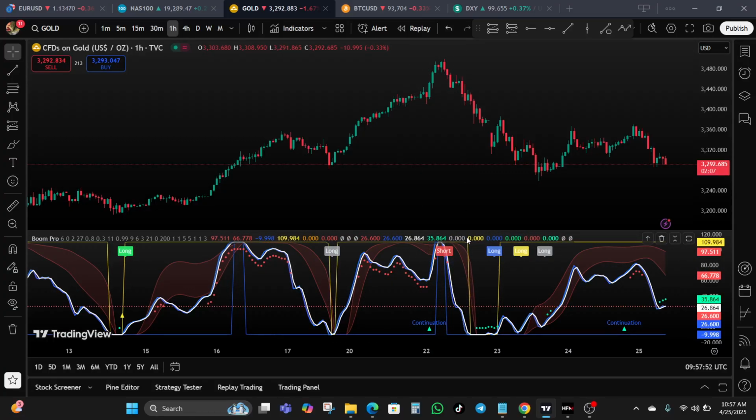The best part, the indicator does not repaint. What that means is once a signal appears, it stays locked in place. Okay, no misleading alerts, no vanishing signals. It's all based on real-time market data.